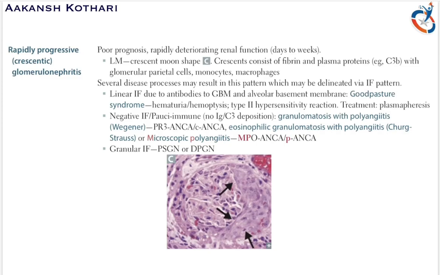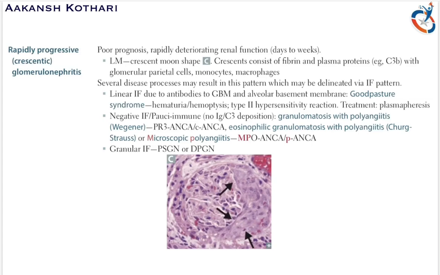Is this clear till now? Now there are several diseases whose processes may result in this type of pattern and may be delineated via immunofluorescence pattern. So different kinds of diseases which lead to rapidly progressive glomerulonephritis have different immunofluorescence and hence are distinguished. So let's talk about the first immunofluorescence pattern, that is the linear immunofluorescence.